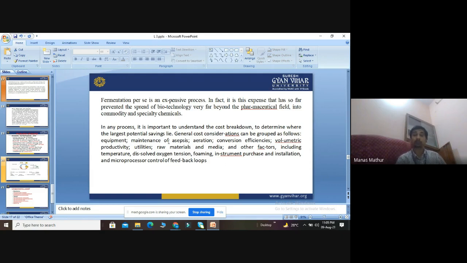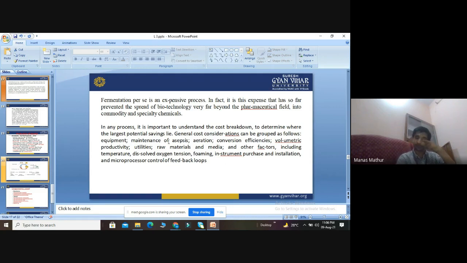Other factors include temperature, dissolved oxygen tension, foaming, instrument purchase and installation, and microprocessor control of feedback loops. So these are the main important cost benefit ratios which should be taken into consideration before going into the fermentation industry.